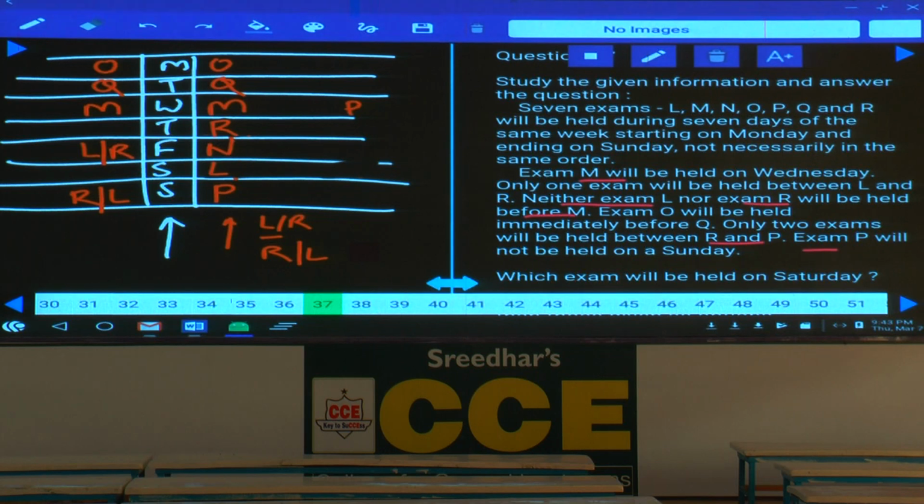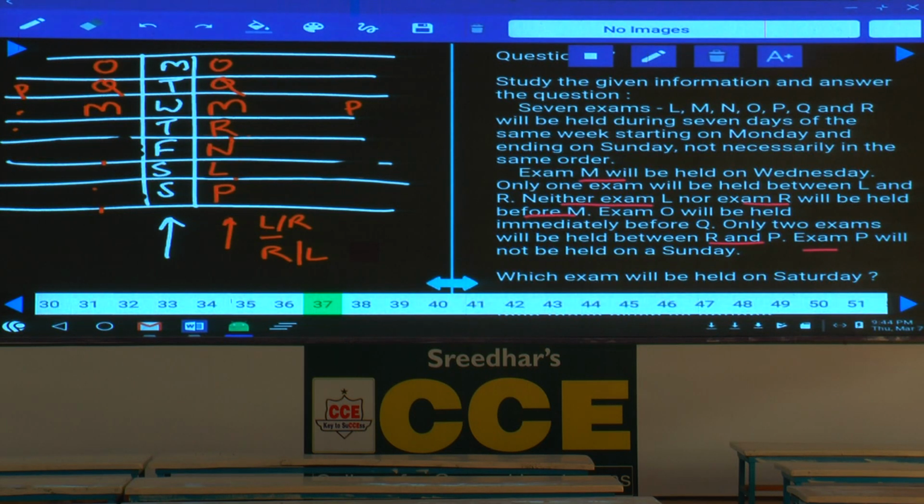Then coming to the second case, between L and R, tell me whether R can be here or not. If R is at this place, then 2 in between L and P. Now 2 examinations between R and P. If R is here, then P and Q must be in the same place, which is not possible. Hence R cannot be here. As R cannot be here, then R must be on Sunday. Are you following this one or not?